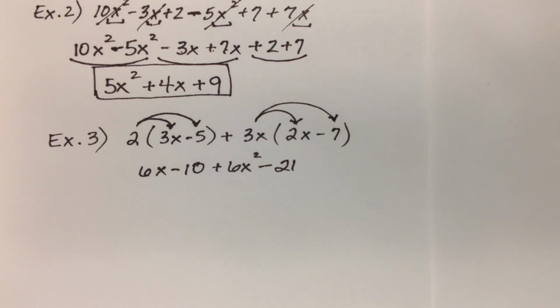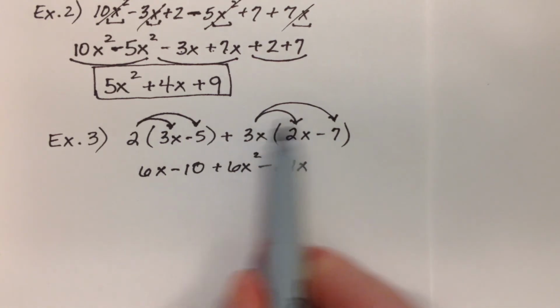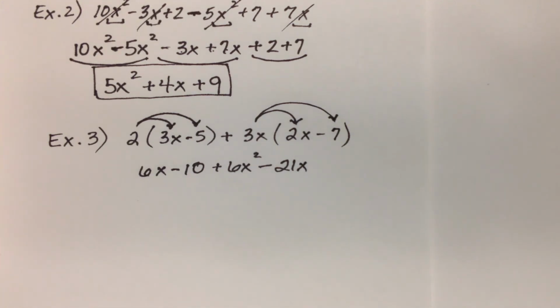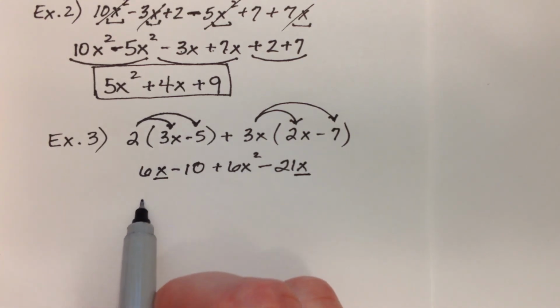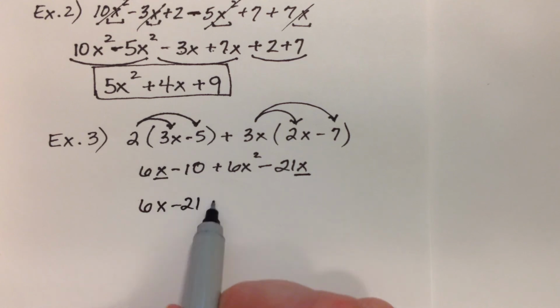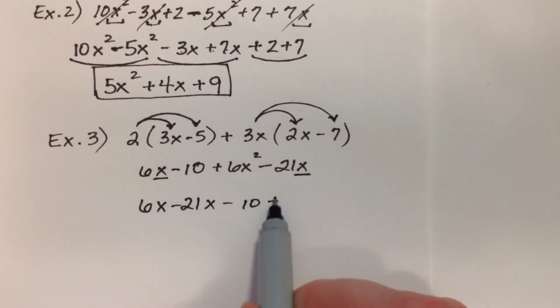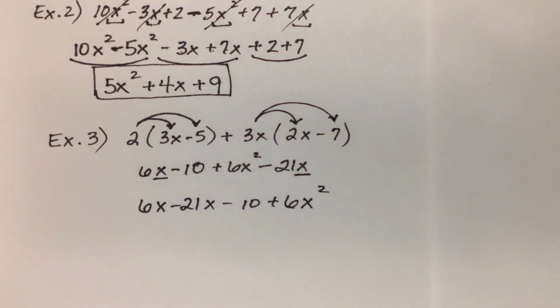So now what are the like terms? Well, it looks like, oh, I forgot to put this x right there. Bring that x down. Caught me. So, what are the like terms? Well, here's an x here, and here's an x here, so those are going to be like terms. Are any of the rest like? Well, that's an x squared, and that's just a constant, so nope. So we've got 6x minus 21x minus 10 plus 6x squared.